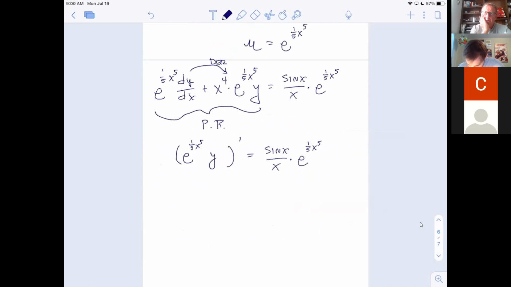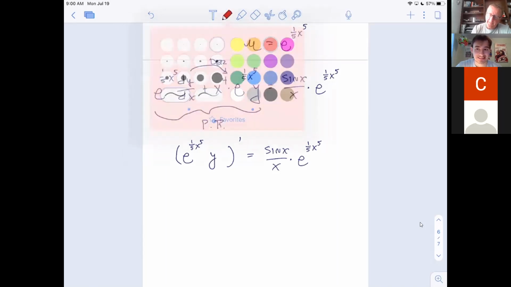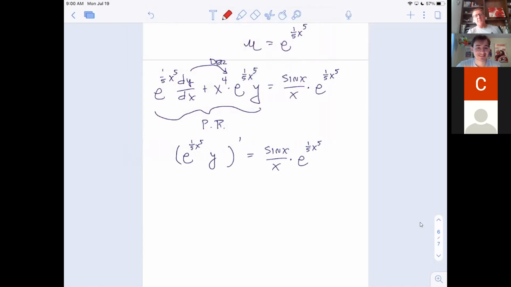So it's working. I mean, isn't that crazy? Like, you never would have stared at this and said, oh, I see what I need to do. I just need to multiply both sides by e to the 1/5 x to the 5th, and then it'll be the product rule. You never would have been able to just see that. Now, why is this still a terrible problem? Because integrating the right side would suck. I don't think I know how to do that. I don't think I do either.